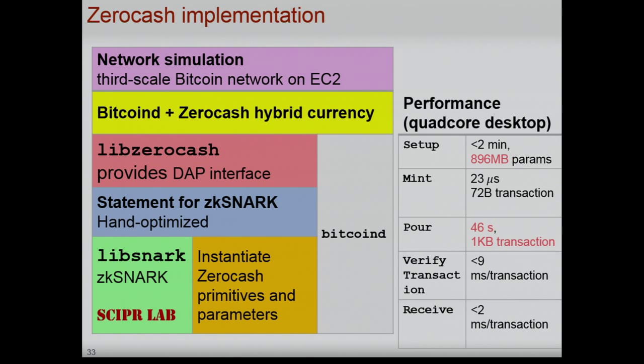I mentioned the numbers earlier, and we actually simulated all of this on the Bitcoin scale economy. We replayed Bitcoin transactions on EC2, and it could keep up with the rate of transactions on Bitcoin, which is non-trivial and could not be said for some previous constructions that had even less functionality.